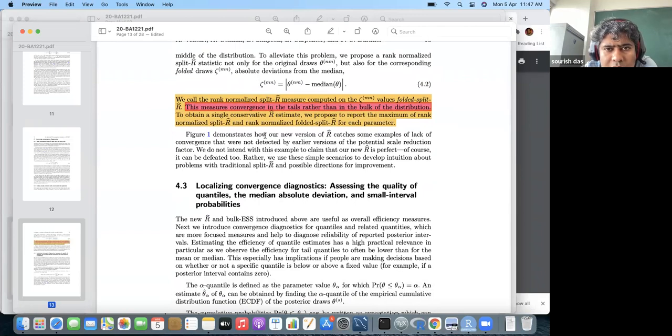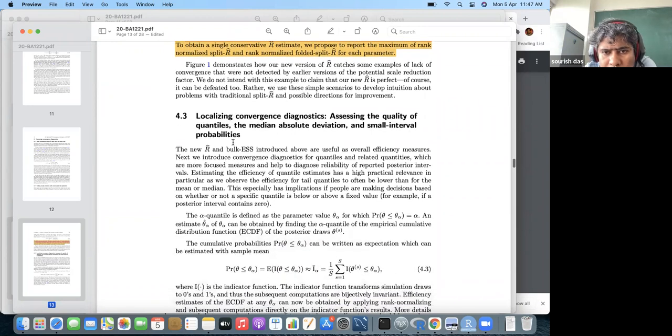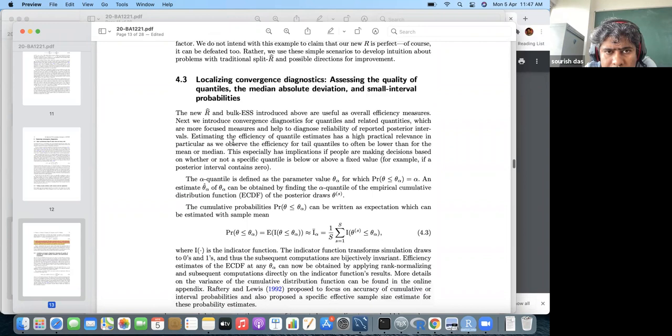Figure 1 demonstrates how our new version detects some examples of lack of convergence that are not detected by earlier versions of the potential scale reduction factor. We do not use this example to claim that our method is perfect. Rather, we use these simple scenarios to draw attention to the problems of the traditional split R hat and possible directions for improvement. Okay.